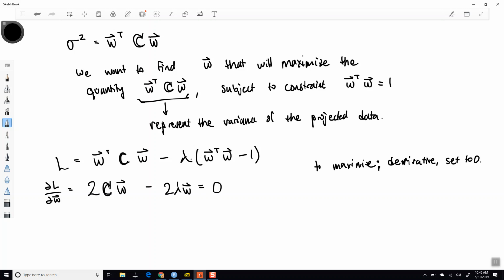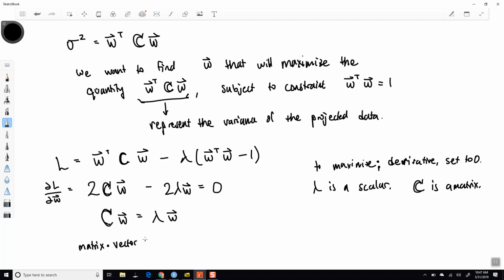Okay, so keep in mind lambda is a scalar, and C is a matrix. Okay, and so if we want to solve this, we're in a situation where we've got some matrix C times W is equal to some scalar lambda times W. So I've got a matrix times a vector is equal to a scalar times a vector. All right.